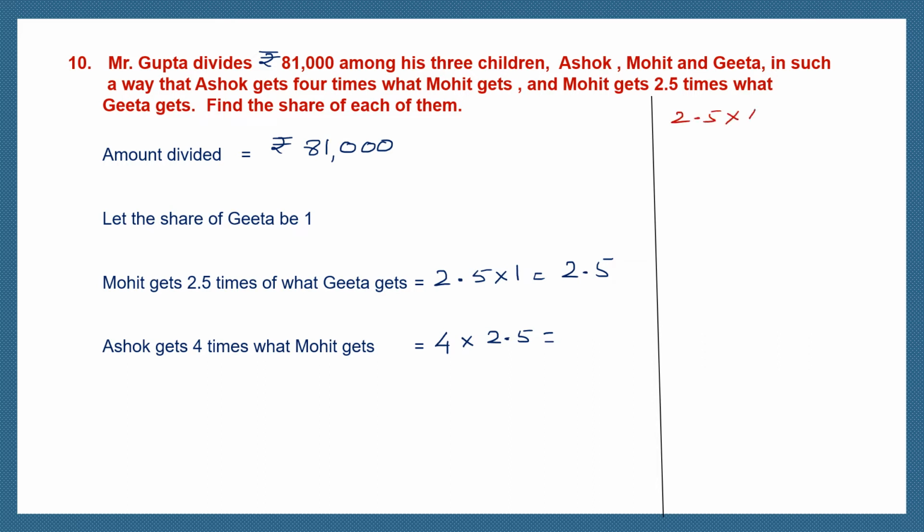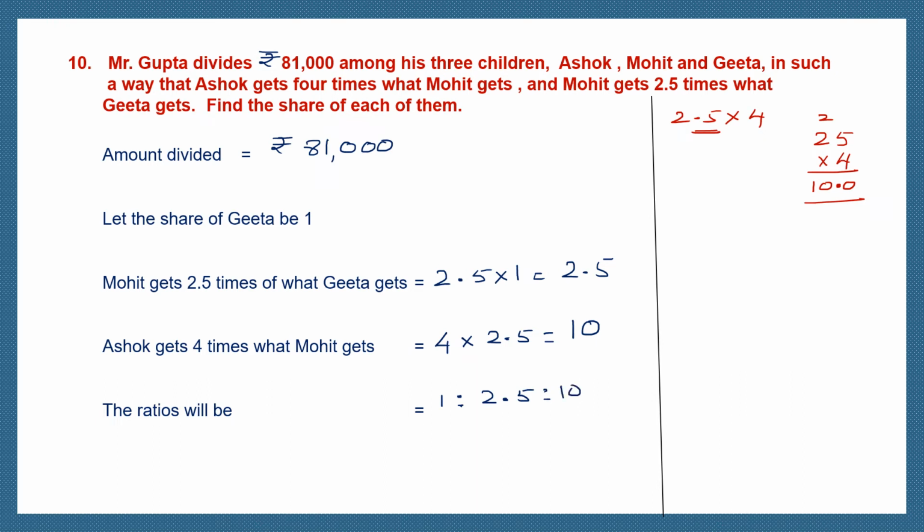2.5 into 4. So when we multiply decimals, we ignore the point and we multiply. So we get 4 fives are 20, carry 2, 4 twos are 8, 9, 10. Go back to the question, there is one decimal place. The answer also should have one decimal place. So it is 10.0 or simply 10. So now we've got the ratios of all. What are the ratios? Geeta is 1, Mohit is 2.5 and Ashok is 10.